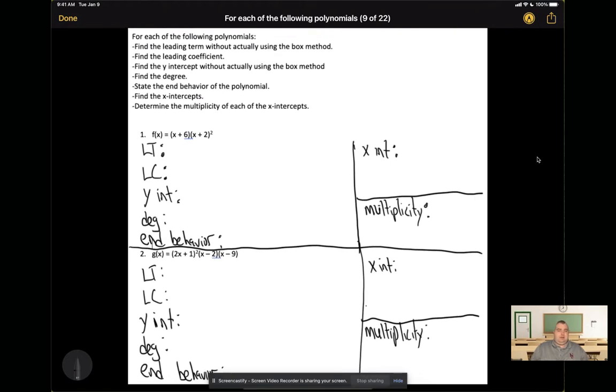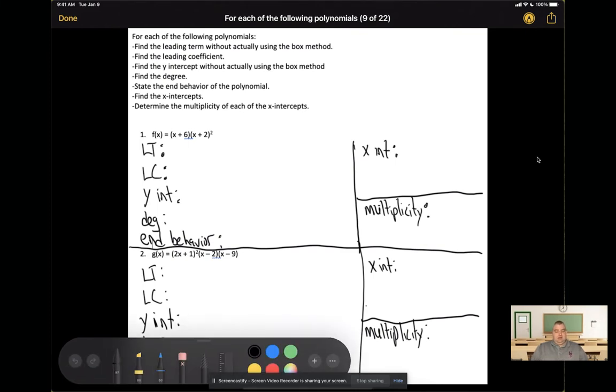So for each of the following polynomials, find the leading term without actually using the box method. Find the leading coefficient. Find the y-intercept without actually using the box method. Find the degree. State the end behavior of the polynomial. Find the x-intercepts, and then determine the multiplicity of each of the x-intercepts. So this is kind of a summary of everything we've been learning about in the last few lessons. The key is we're going to do all of this without actually looking at the graph.